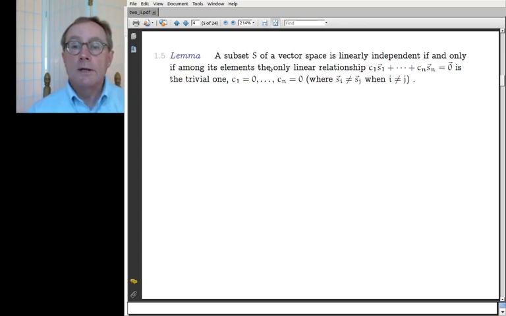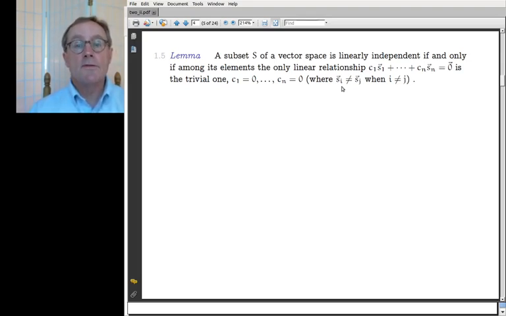Okay, so I'll read it. A subset of a vector space is linearly independent if and only if, among its elements, the only linear relationship, with the s's on one side of the equation and 0 on the other, is the trivial one, namely all the ci's are 0. Okay, and I'm assuming that si is unequal to sj. So the point here is that I defined a concept that no one is a combination of the other folks.